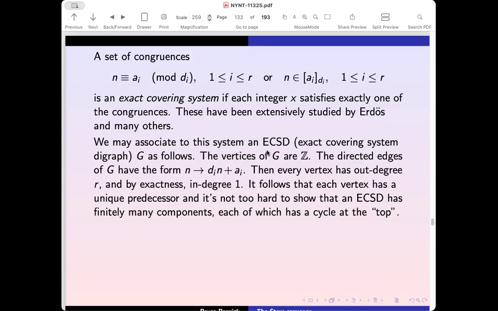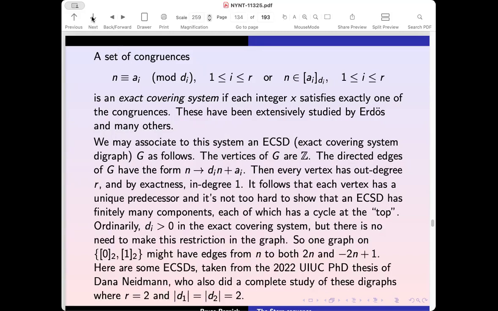And one of the things that you can do is associate a graph. If this is an exact covering system, you make edges from n to d_i n plus a_i. Each vertex has out degree r and in degree 1. And you can analyze these graphs. But here you're allowed to take negative d_i. You usually don't look at n congruent to 3 mod minus 2, but you could. And that makes things much more interesting.